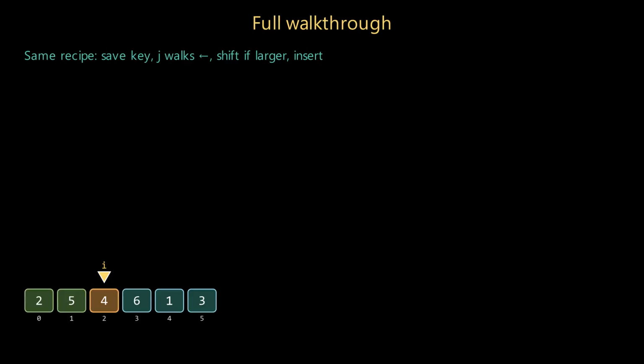From here the same steps repeat. I moves right, and each pass grows the sorted prefix by 1. At I2 the key is 4. 5 is larger, so it shifts once, and 4 sits between 2 and 5. At I3, 6 is already in place: compare once, no shifts.